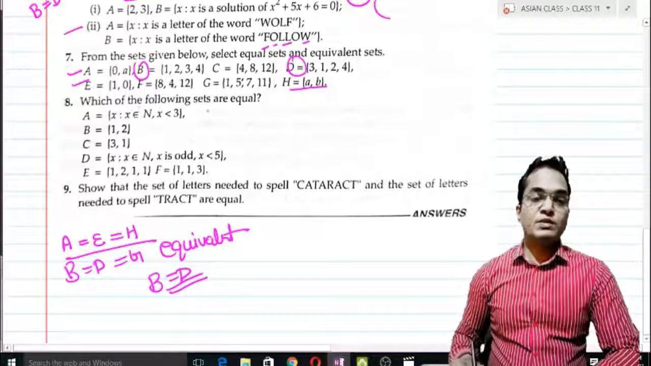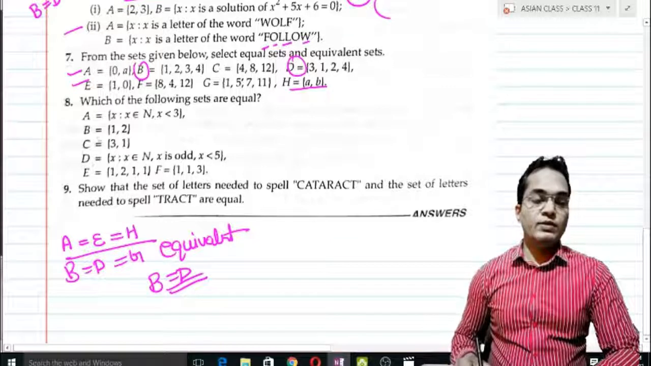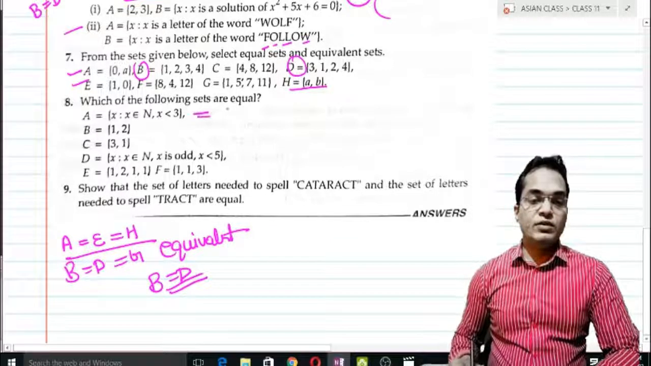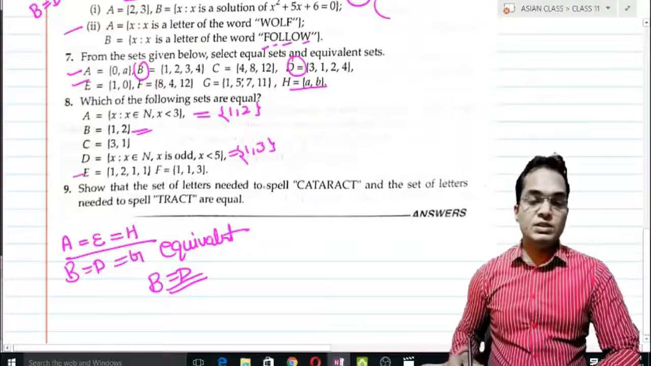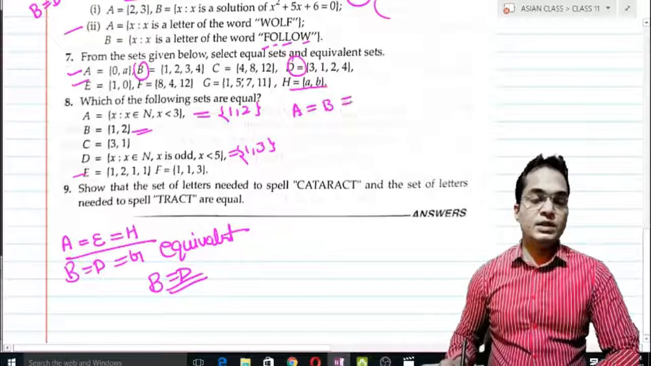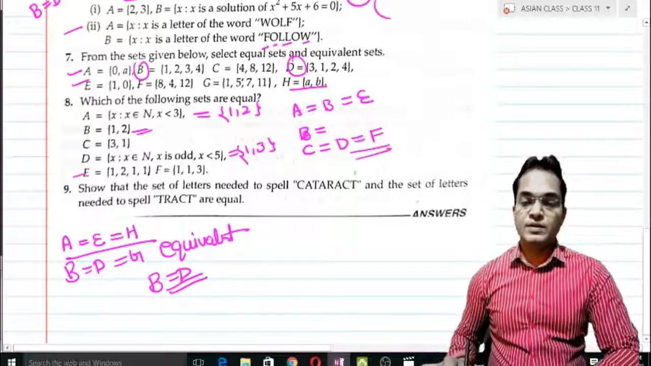Okay, if the following sets are equal, among the following we have to find the equal sets. The value of this is a natural number, that's why 1, 2. 1, 2 equals 1, 2. X is an odd number less than 5, means 1, 3. Okay, in this A equals B equals E, and sorry, not B, C is equal to D is equal to F. Got it? I think it is so easy.